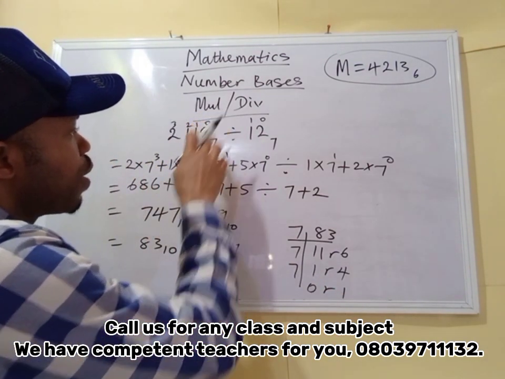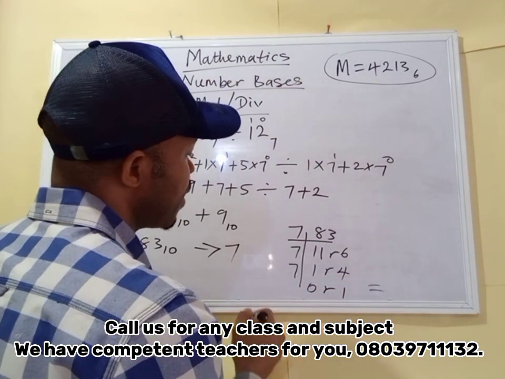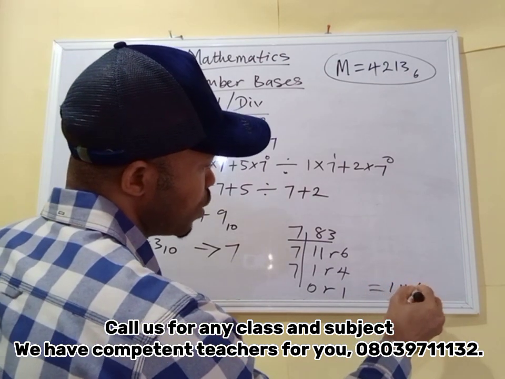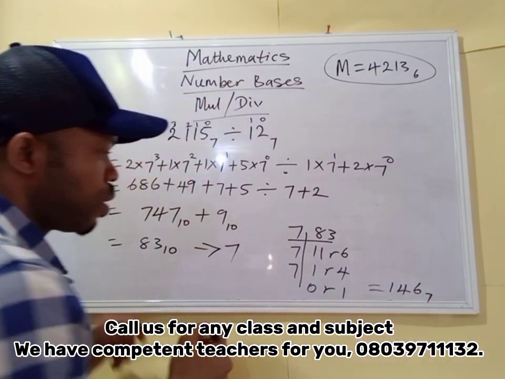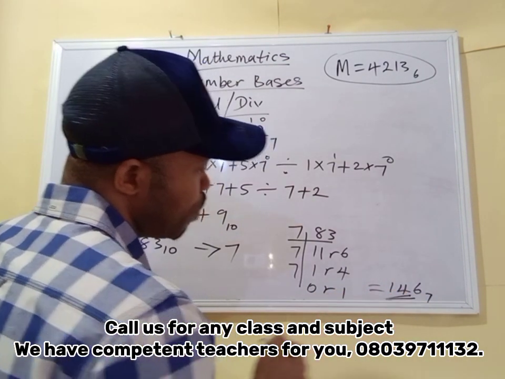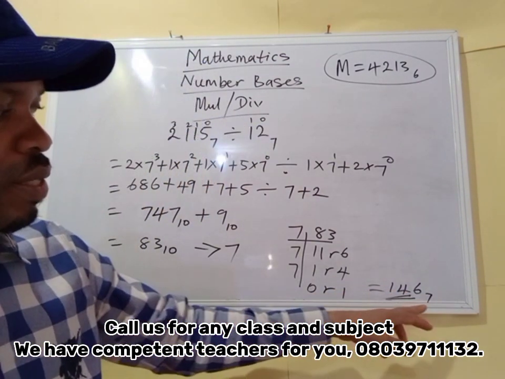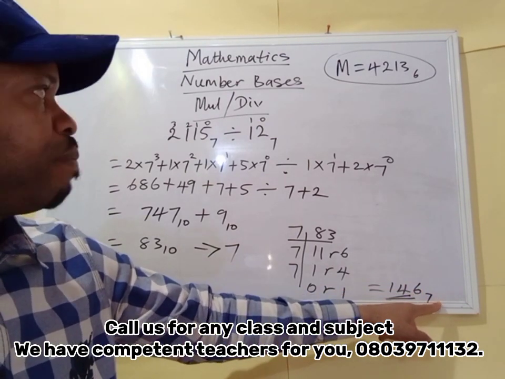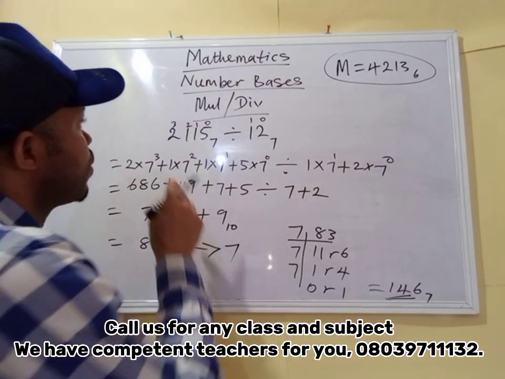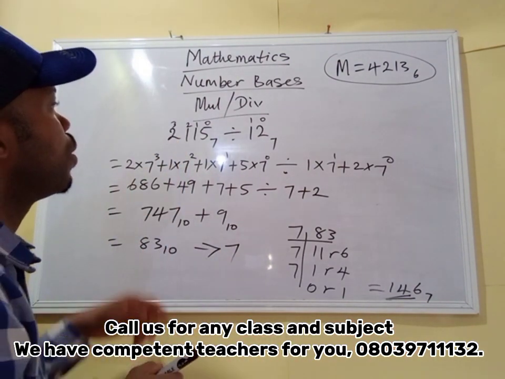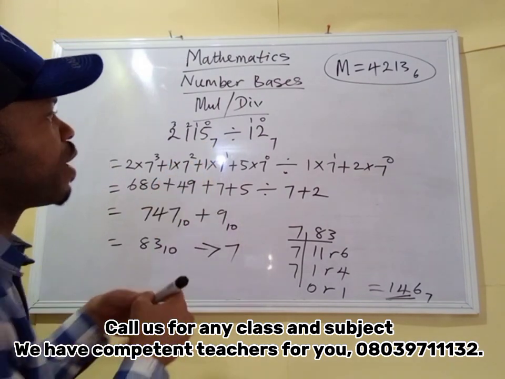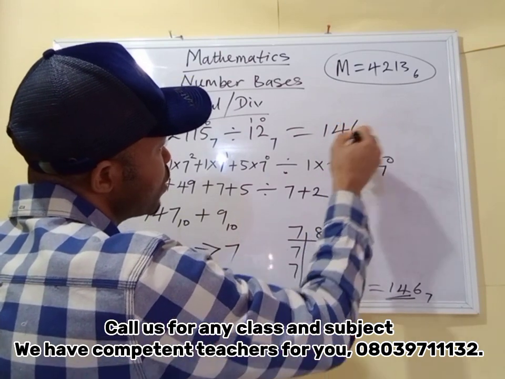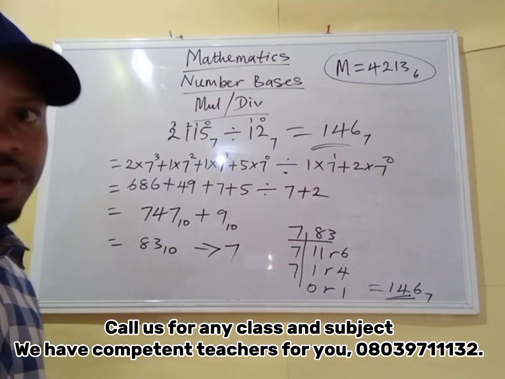So we can now come back and say our final answer there is, take the answer from bottom to top, 146 base 7. I remember what we said when we started this topic, number bases. We said that if a number is in a particular base, all the digits of the number must be less than the base. So that's our answer. So we can say, therefore, 2115 base 7 divided by 12 base 7 equals 146 base 7. Alright, I just want to put that there.